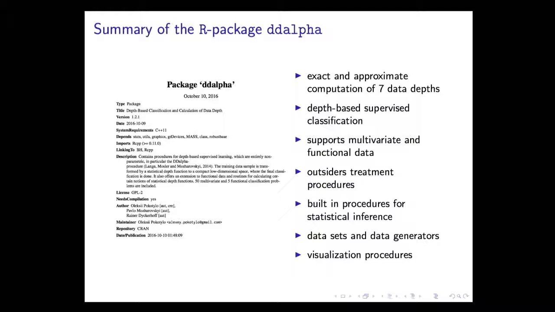It has some outsider treatments. This is a topic I didn't touch because sometimes depths do not work for several kinds of observations when you classify, so you have to treat them in a special way. It has built-in procedures for statistical inference. It has data sets so that one can play around and take a look at how it works. And it has procedures of visualization. Basically, to create all these pictures, usually you need one line of R code. So thank you for your attention, and we'll be glad to take your questions.